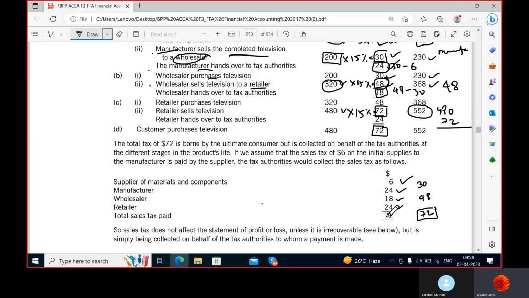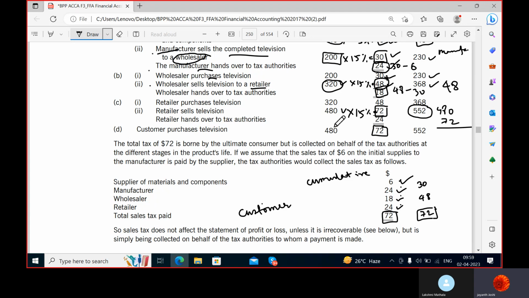But what we understand from this example, that this $72 has been paid by whom? This has been paid by the customer. Okay. So that's the reason we say this sales tax is a cumulative tax. Why? Because it is paid step by step, by each and every person who is involved in this particular transaction.